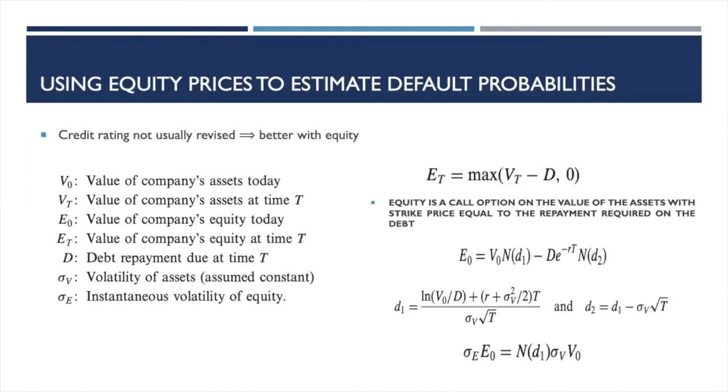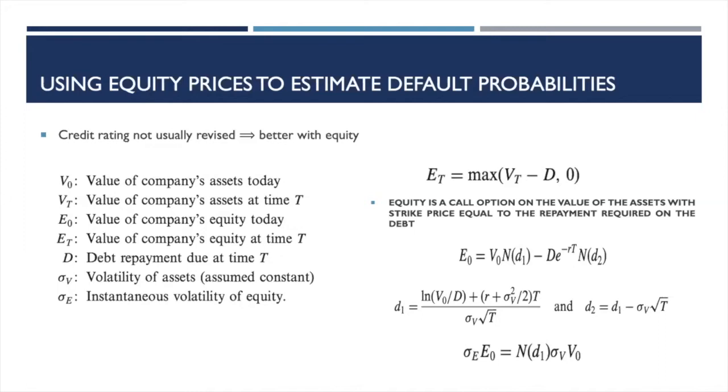There is a proposed model by Merton where a company's equity is an option on the assets of the company. First, suppose that a company has a zero-coupon bond that matures at time T. We define V0 as the value of the company's assets today, VT as the value of the company's assets at time T, E0 as the value of the company's equity today, ET as the value of the company's equity at time T, D as the debt repayment due at time T, sigma V as the volatility of assets, and sigma E as the instantaneous volatility of equity.